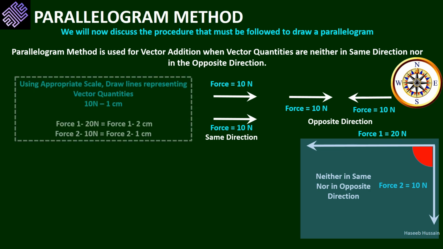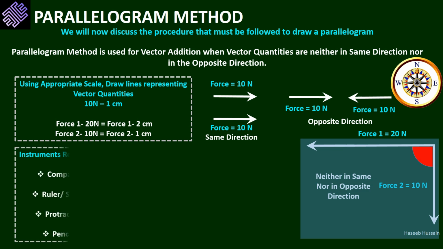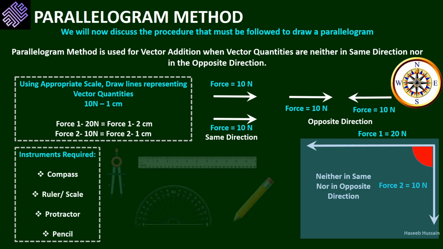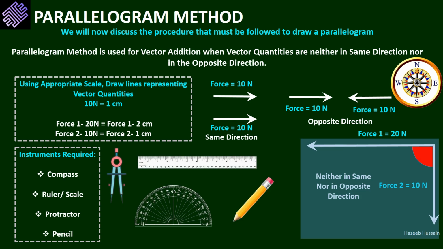The scale you use to represent vector quantities must be reasonable. It must not be too big, otherwise the image will be too big to draw. And neither it must be too small, because then it might not be legible. You will use ratio method to determine the exact lengths of particular vector quantities. The key instruments required are compass, ruler, protractor, and a pencil.